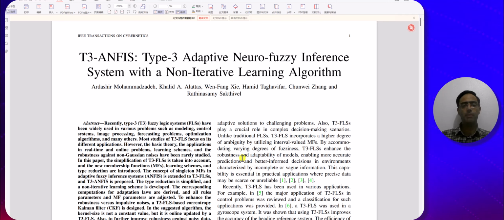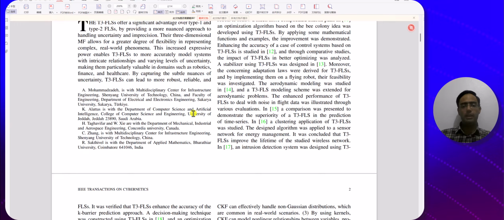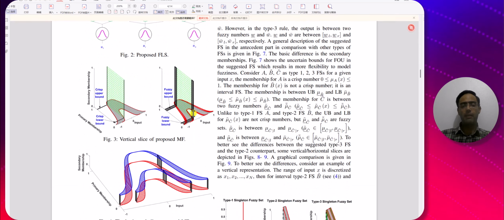In this video, I'm going to show you how we can convert a Type 1 fuzzy controller to a Type 3 fuzzy controller. Also, I'm going to introduce you to a simple Simulink file for a Type 3 fuzzy logic system that you can use for real-time applications for online simulation. So we're going to use the idea of this paper.